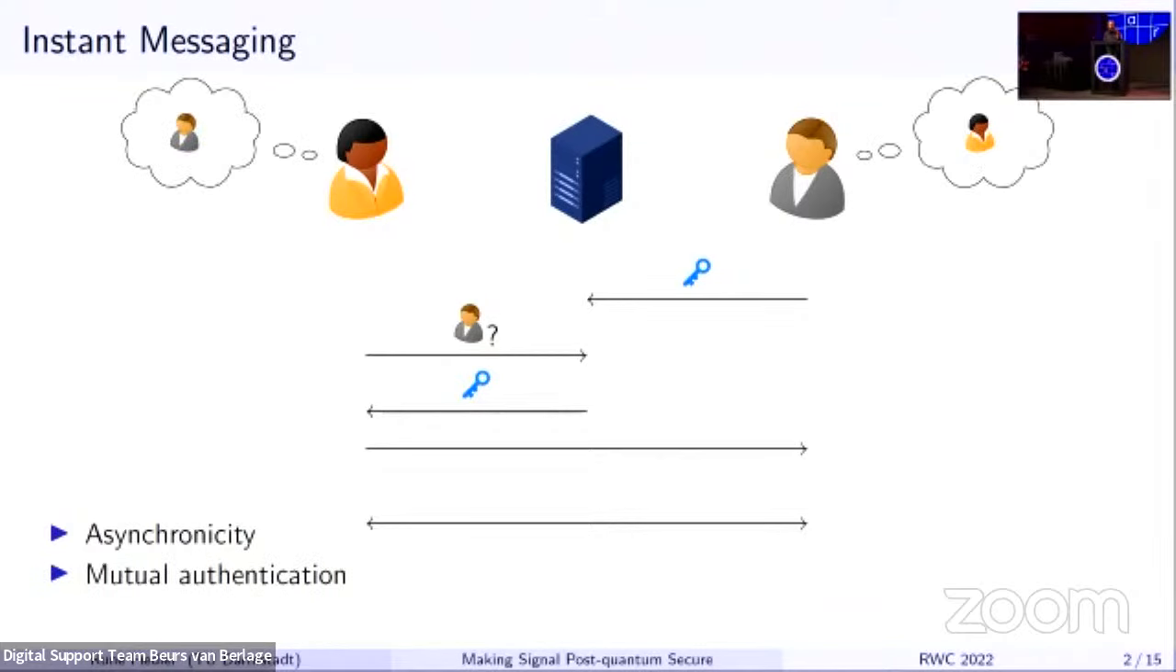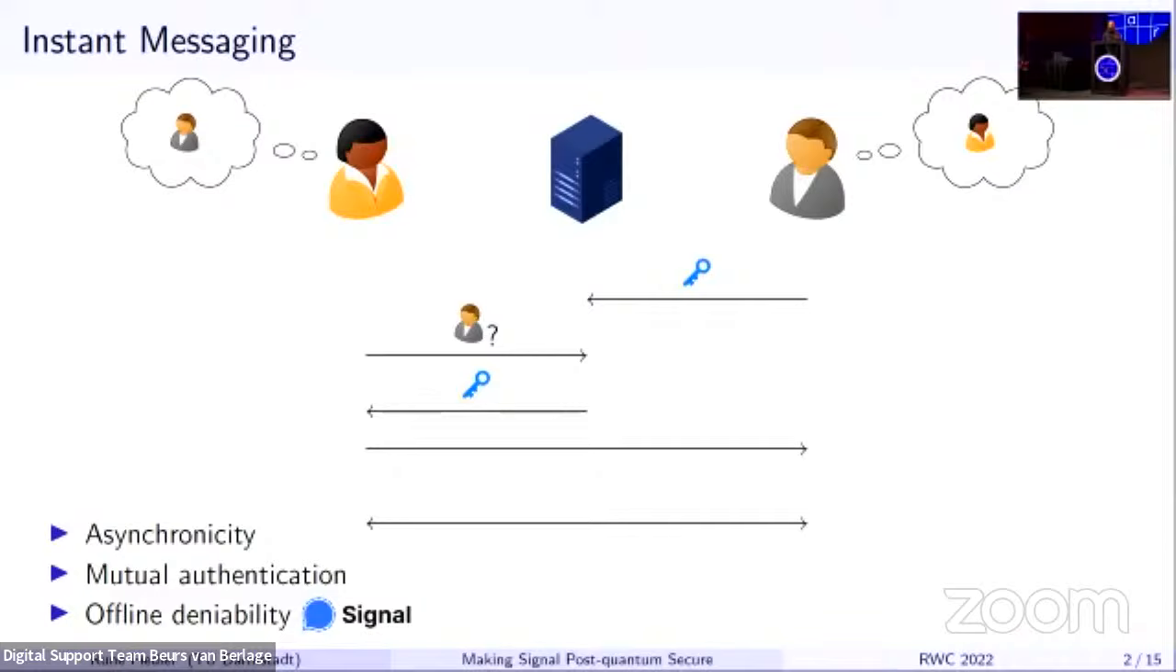Another property that we want is mutual authentication, meaning that Alice should be sure that she's talking to Bob and vice versa. And the third property that we're looking for is offline deniability, or especially Signal is looking for this property. Intuitively, this means that if you have a transcript of a protocol execution, then you can deny that you were involved in producing this transcript. But I'll get into more formal details on this later on.